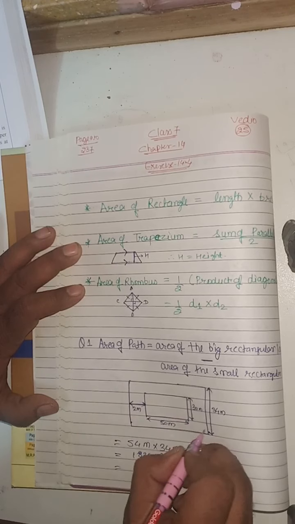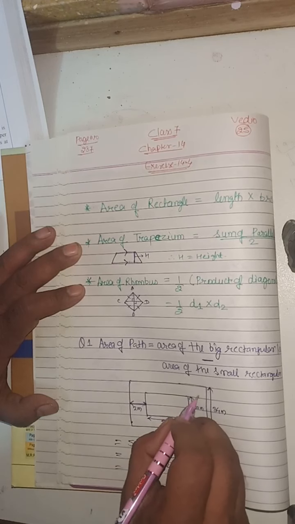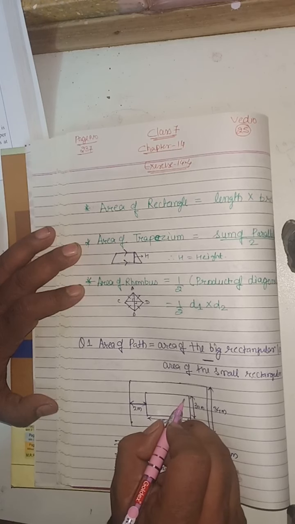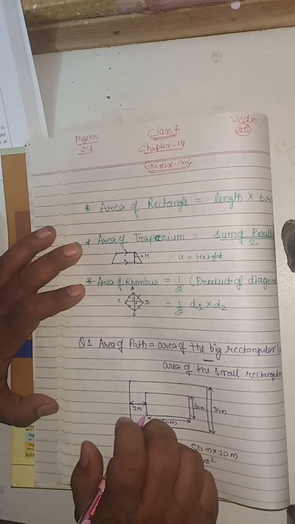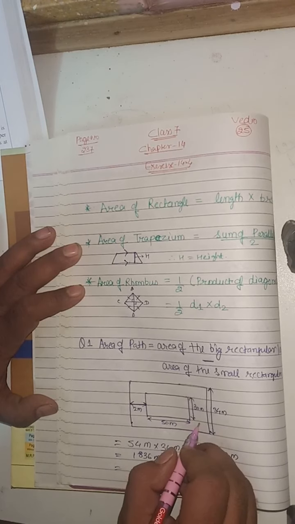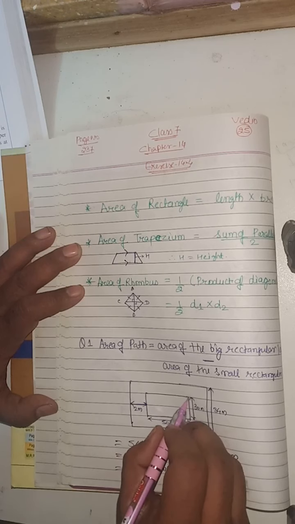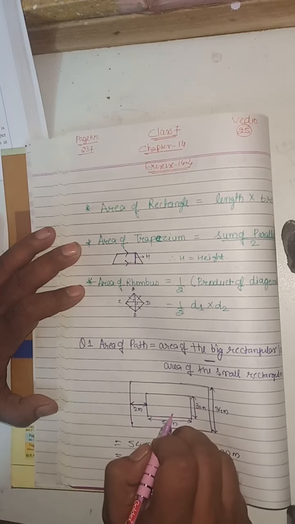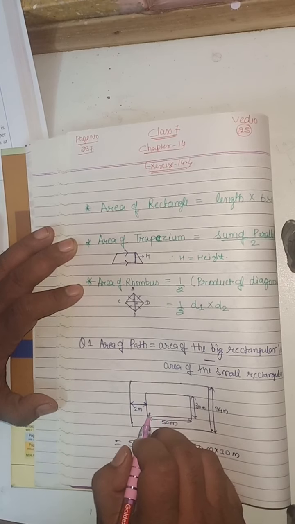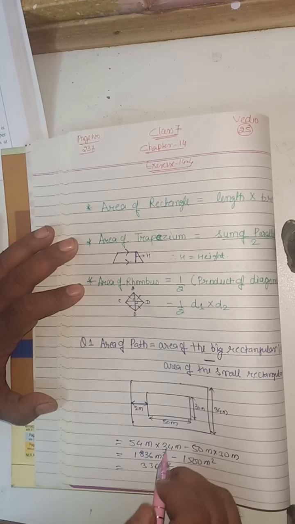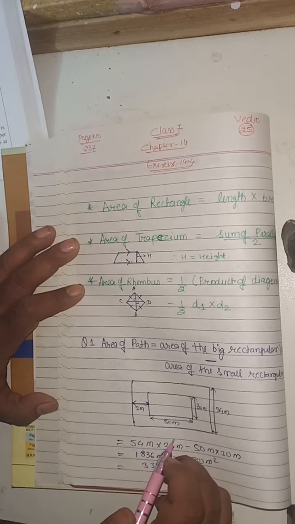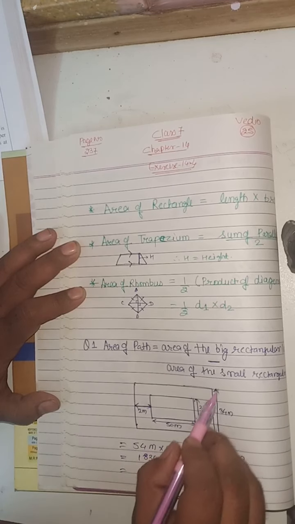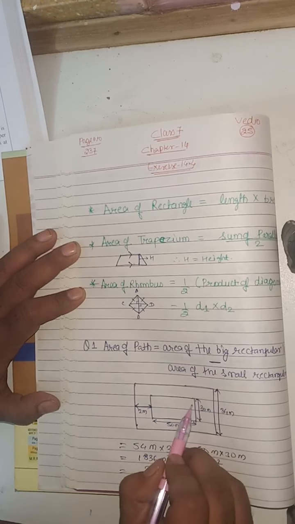The figure at the outside is making a rectangle. If we subtract the area of the inner rectangle from the area of the outer rectangle, then we will get the area of this path. Correct. So first we will find the area of the big rectangle. This is the bigger rectangle. And we will subtract the area of the smaller rectangle.